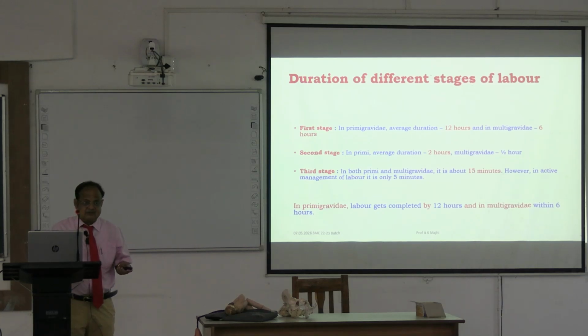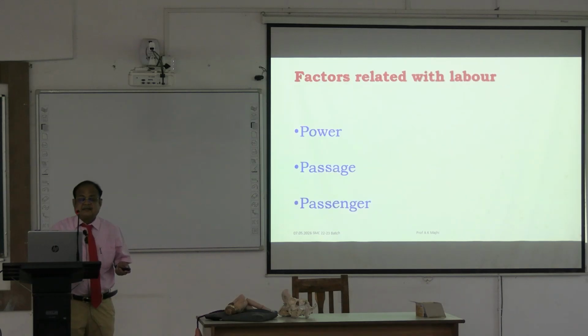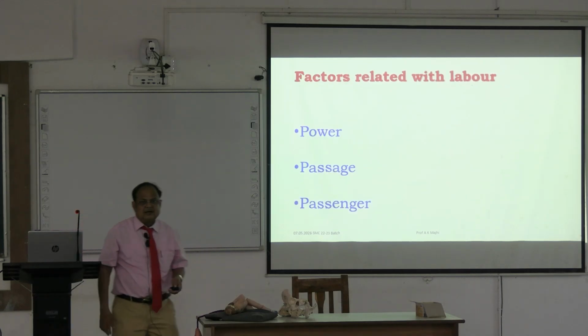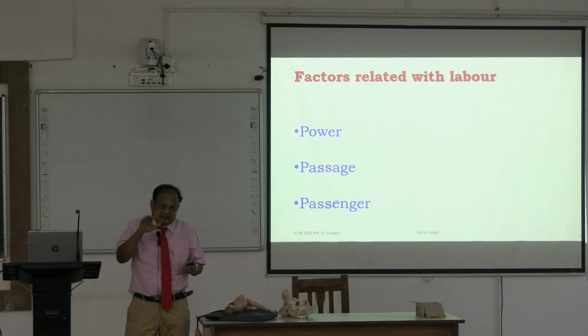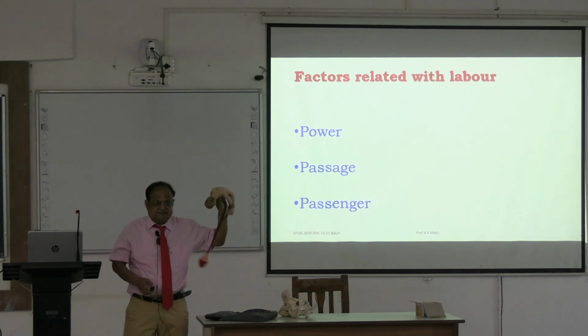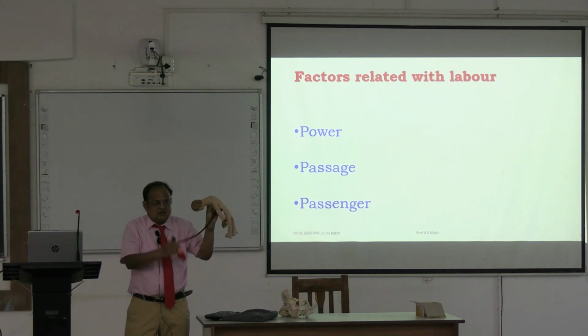The total duration of labor is the first stage and second stage, and then the factors related to labor. That is very important: the power, passage, and passenger. Power means the uterine contraction, and also the secondary power, like the increase in abdominal pressure by the diaphragm and abdominal muscle contraction. That is the secondary, and the primary power is the uterine contraction. Who is the passenger? This person is the passenger, along with the membranes and the cord.